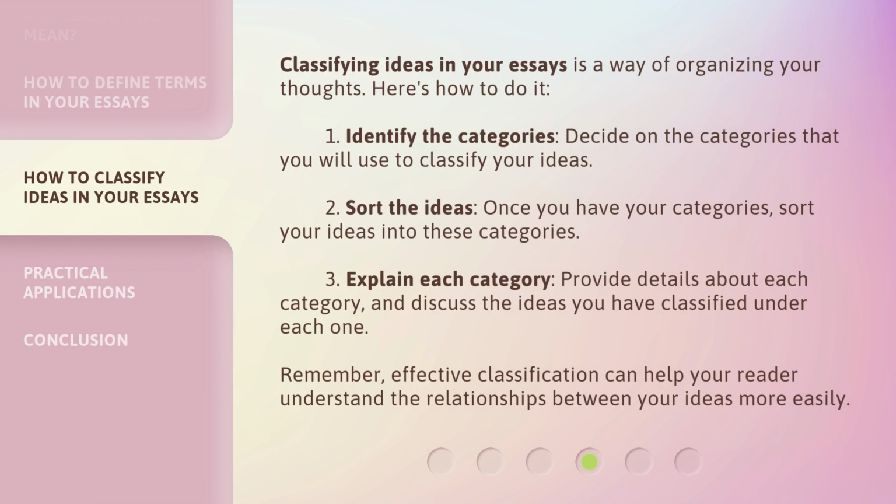Classifying ideas in your essays is a way of organizing your thoughts. Here's how to do it. 1. Identify the categories. Decide on the categories that you will use to classify your ideas. 2. Sort the ideas. Once you have your categories, sort your ideas into these categories. 3. Explain each category. Provide details about each category, and discuss the ideas you have classified under each one. Remember, effective classification can help your reader understand the relationships between your ideas more easily.